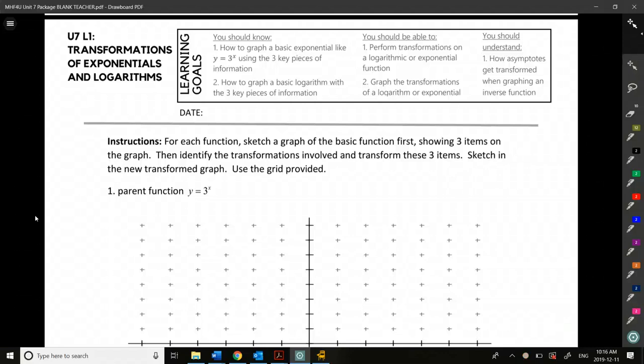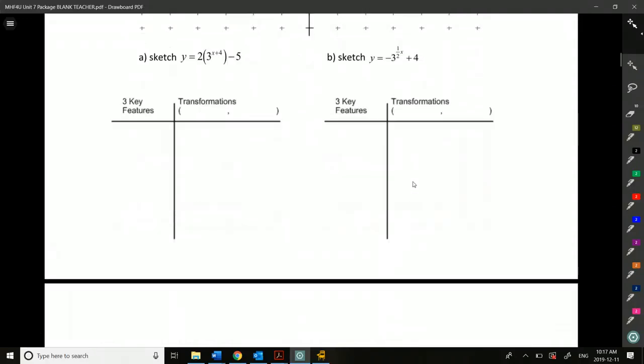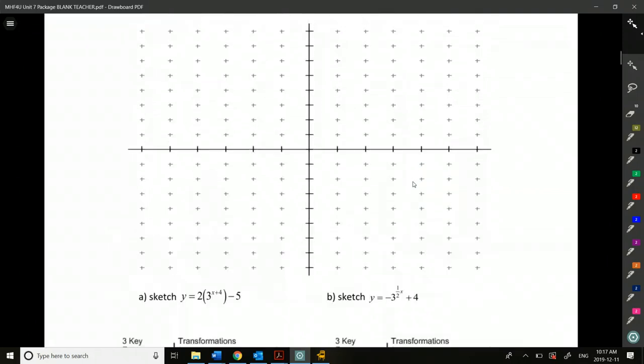So today we're going to talk about transformations of exponential functions and logarithmic functions. We learned how to graph exponential functions and logarithmic functions, but we never did actual transformations of those. However, we did learn about transformations of exponential functions in grade 11. So for each function, we're going to sketch the graph of the parent function, and then we're going to take a look at some equations that do transformations to that parent function, and we're going to perform those transformations and graph them.